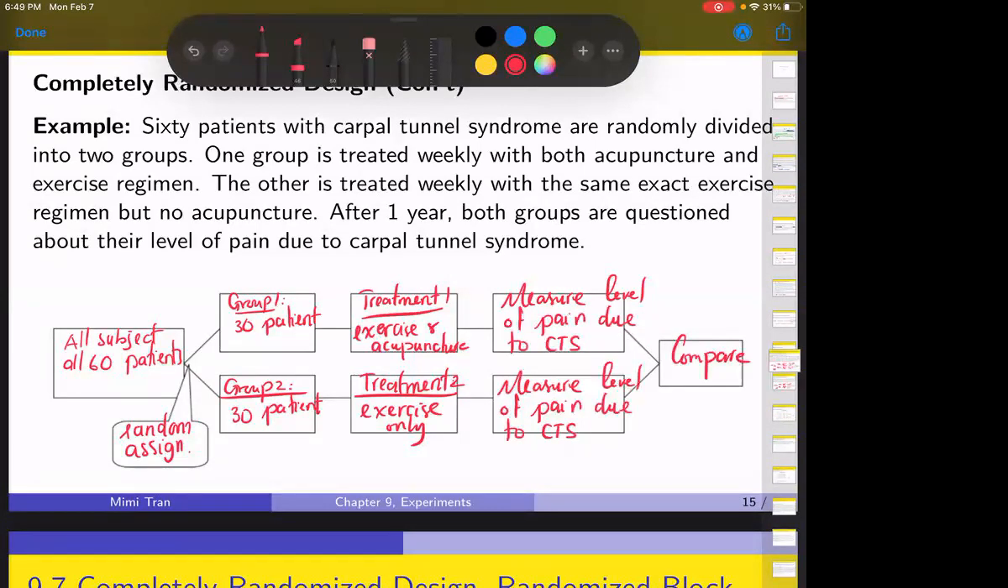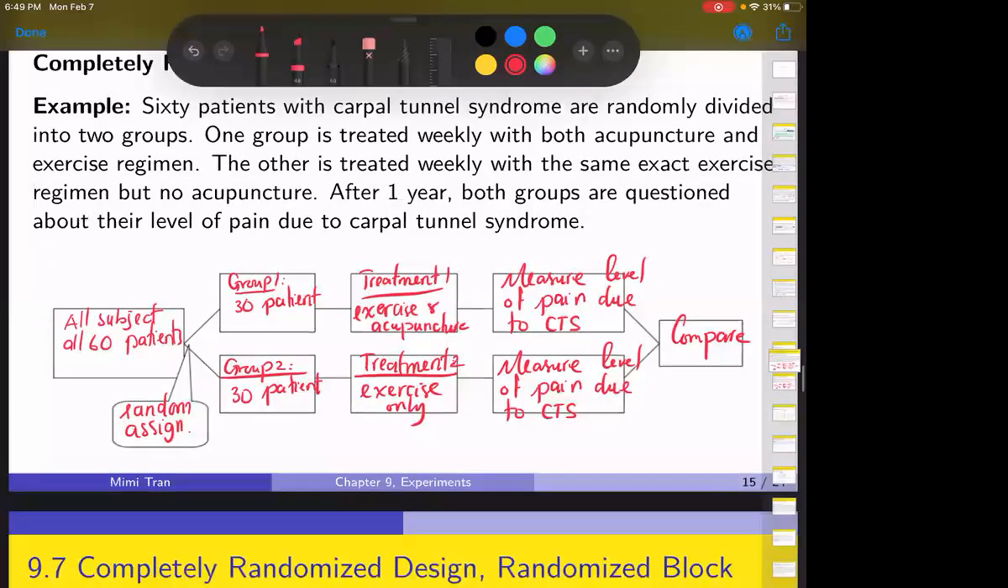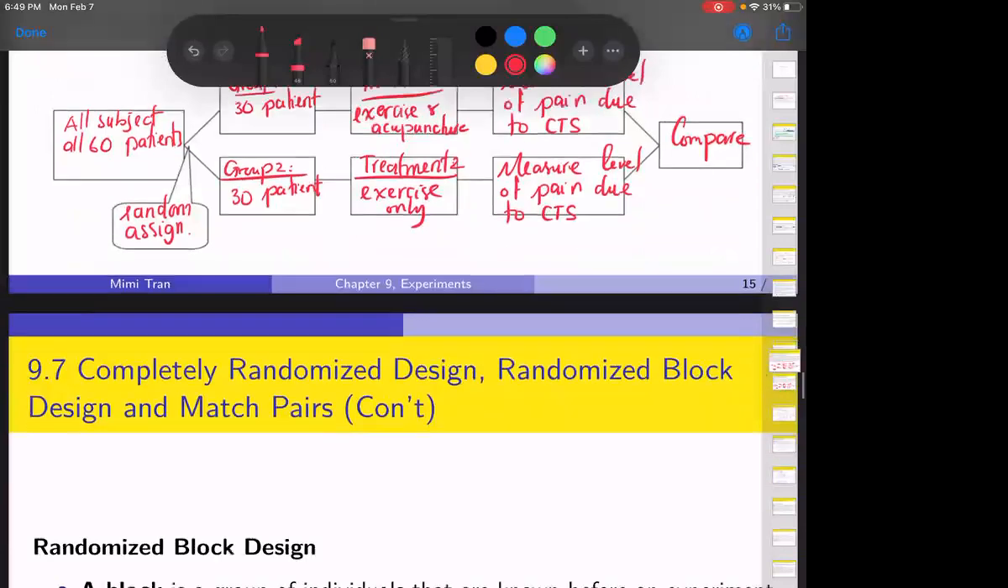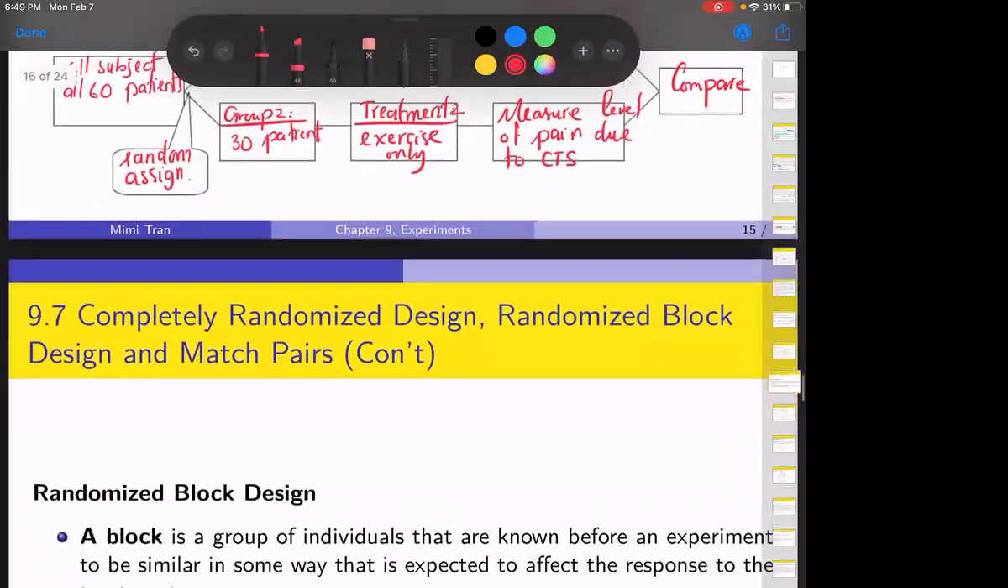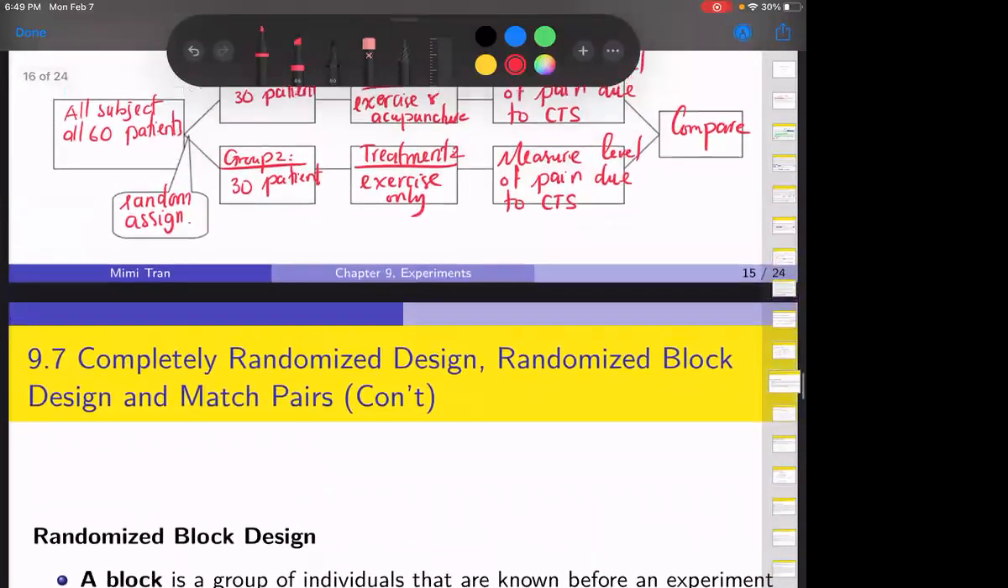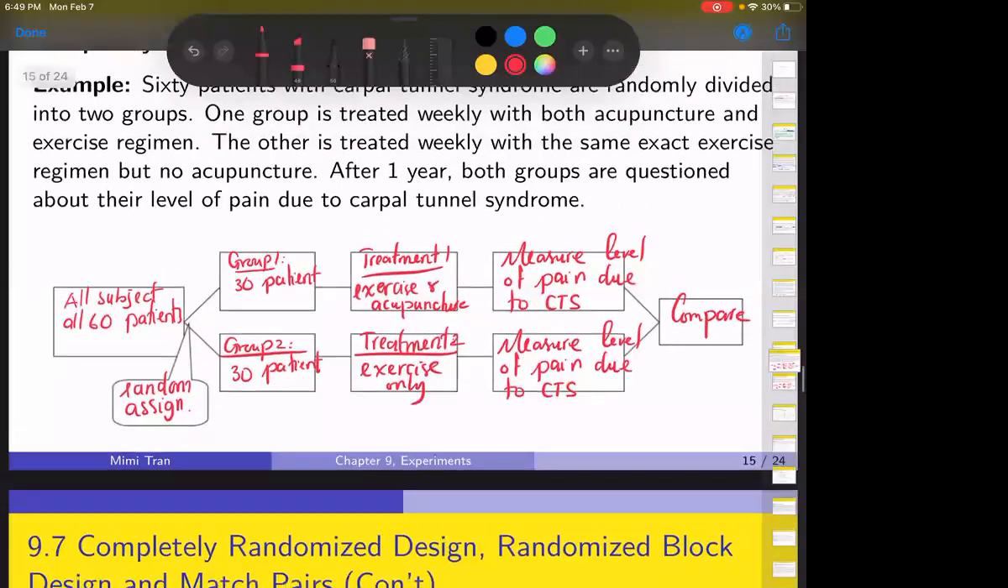Maybe next time I'll try to print it out for you. Okay, randomized block design. So that is the completely randomized design. It's very simple. Basically, you have a pool of people, randomly assign them into groups, put them in treatments, and measure the response. Okay, that's it.